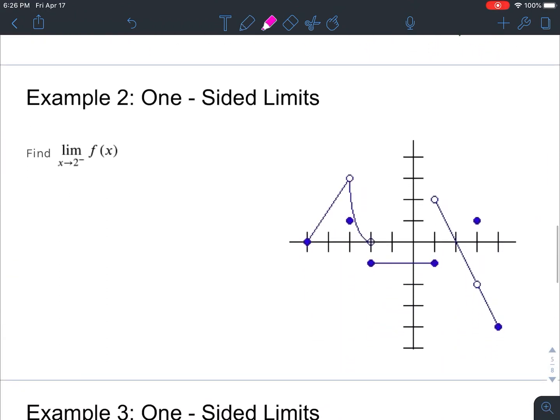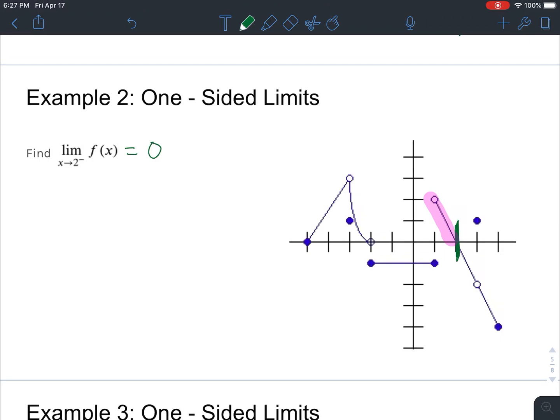Example 2. Same as before, now we're going from the left-hand side, so the limit of f of x as x goes to 2 from the negative side or left-hand side. So I'm going to try to get as close as possible to x equals 2, and I'm going to notice what happens to y. So if I am tracing it, I'm going to get as close as possible, and I notice again that y is really close to 0. So the limit of f of x as x goes to 2 from the negative side is 0.